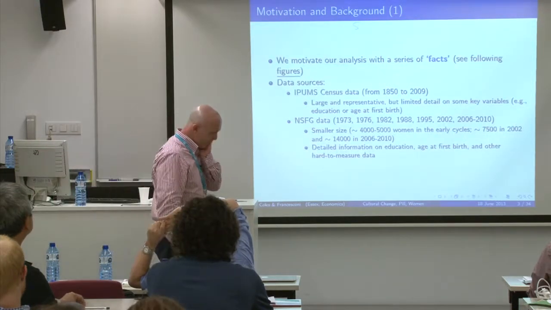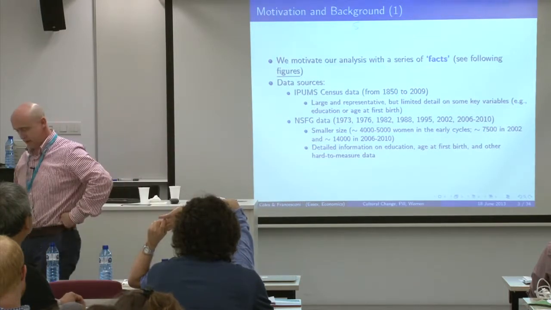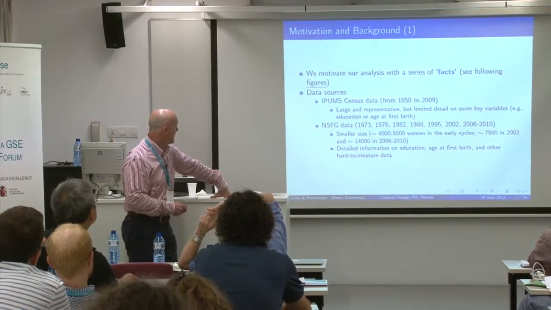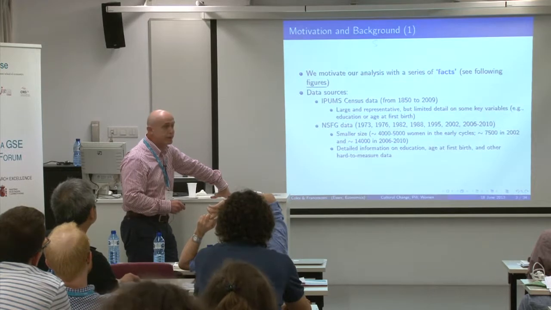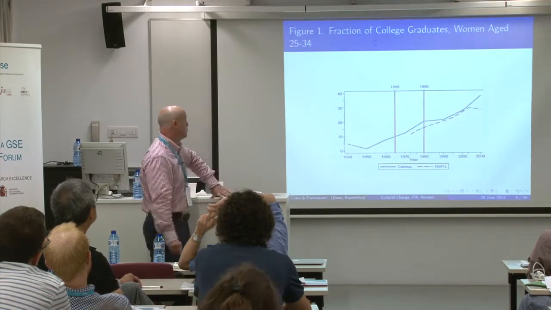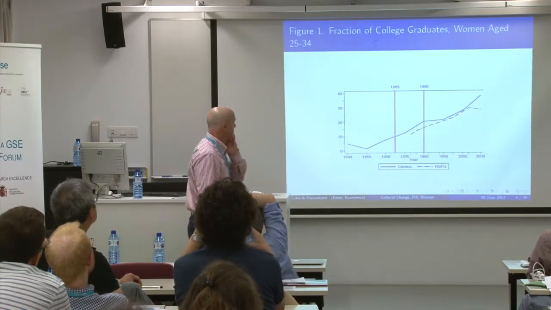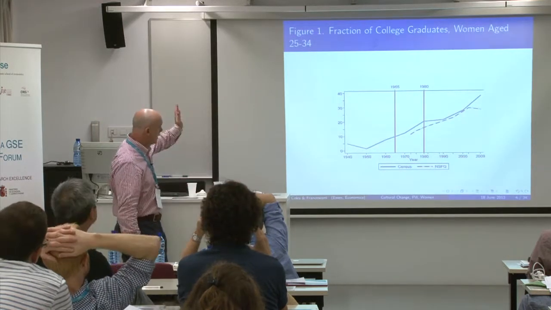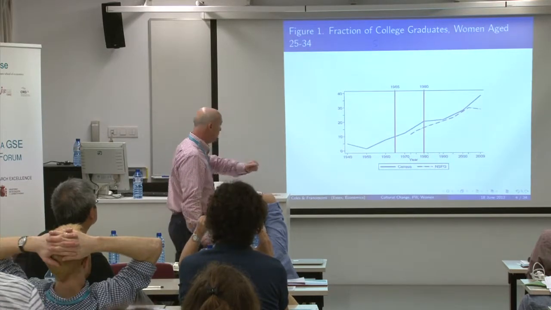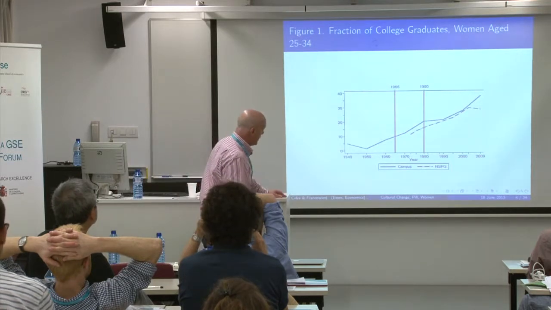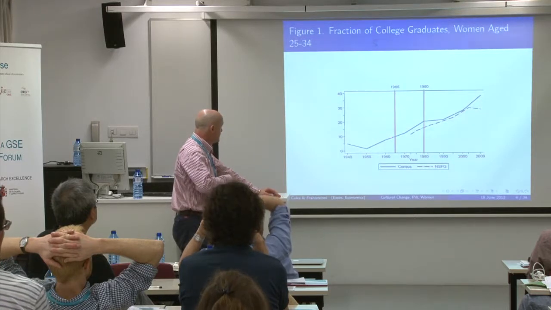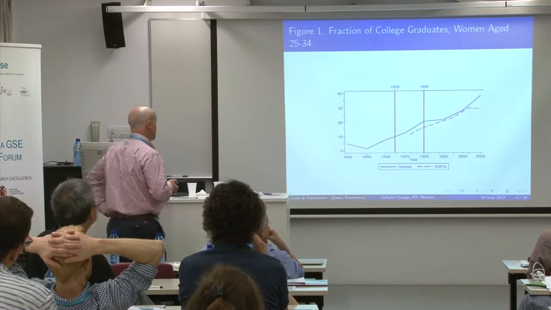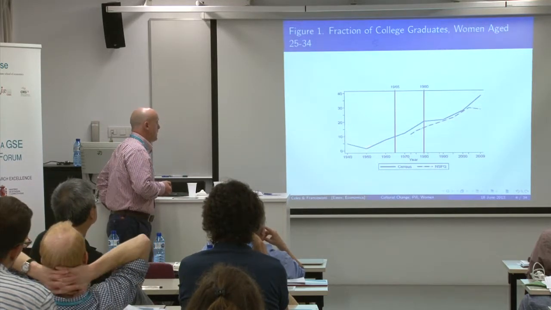Now, the motivation of the work: I am going to go through some simple facts, some of which I think are familiar to all of you, others probably slightly less. We are using data from the census of the US and from the National Survey of Family Growth. The first thing that most people will know is the fraction of women college graduates. Here we are selecting ages between 25 and 34 in each of these cross-sectional points between 1940 and 2009. As we can see, we are observing a pretty steady increase of women getting college education, probably from the 1950s onwards.